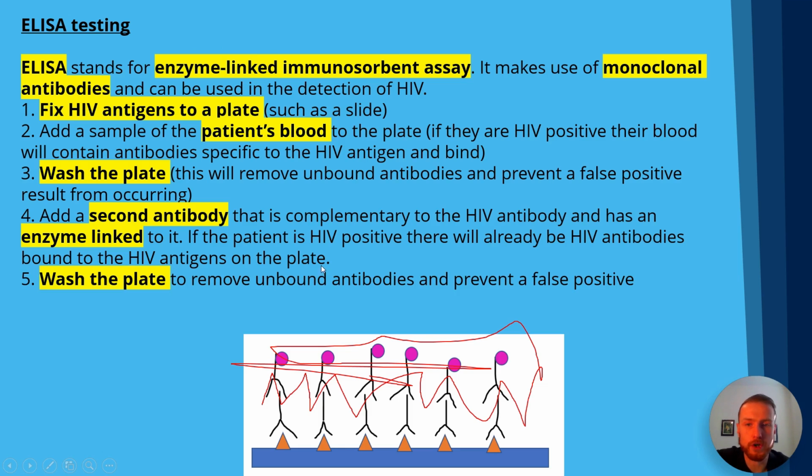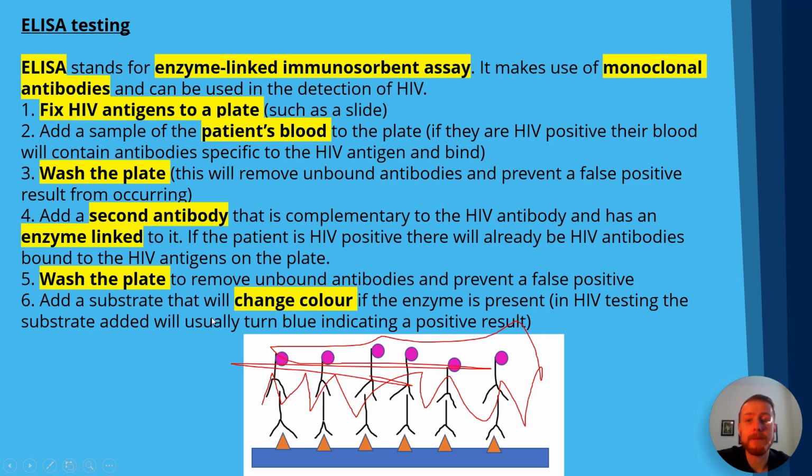So step 5, we wash the plate again to avoid any false positives. And finally, we add a substrate that will change colour if the enzyme is present. So for example, if this enzyme was lactase, we could add a substrate that would go blue if the lactase enzyme was present. And remember, the enzyme will not be present if it's been washed away. So it will only be present in a HIV positive patient's blood.